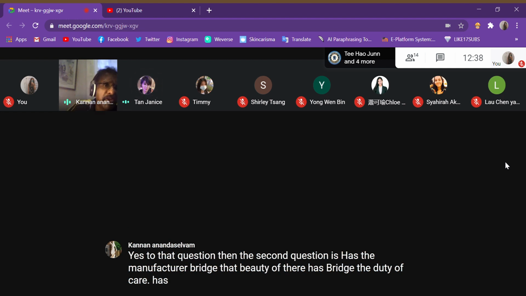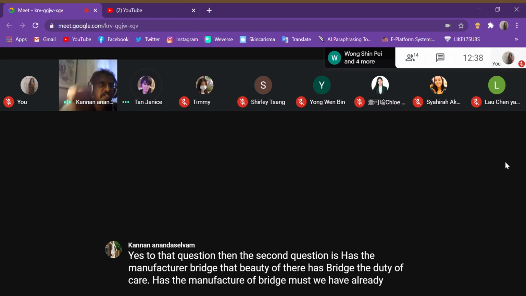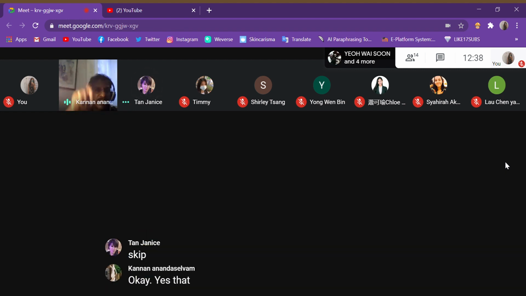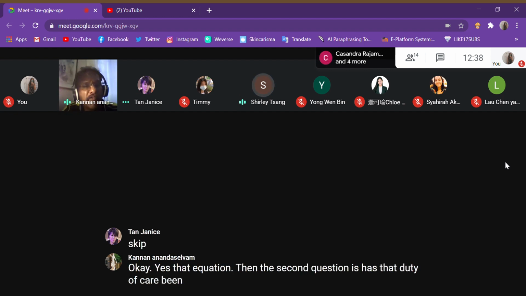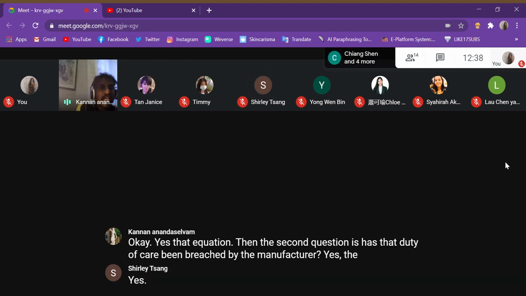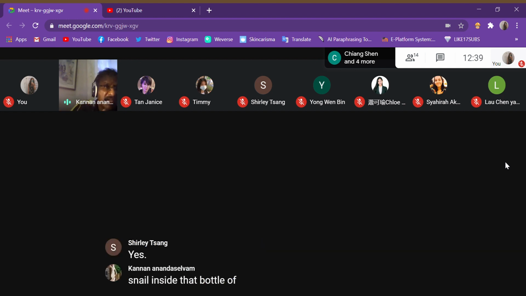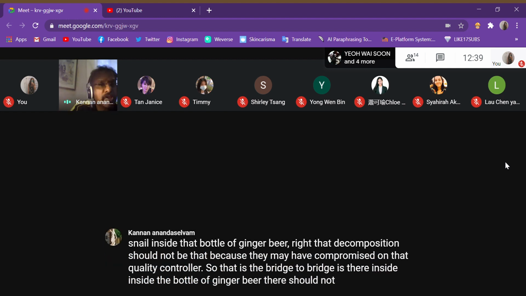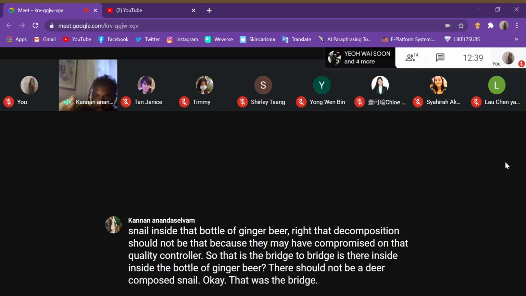Has the manufacturer breached? First, we have already established the manufacturer owes a duty of care towards the consumer. Then the second question is, has that duty of care been breached by the manufacturer? Yes, the breach here is the decomposed snail inside that bottle of ginger beer. That decomposed snail should not be there because that means they have compromised on the quality control. So that is the breach. There should not be a decomposed snail. Yes to that question also.